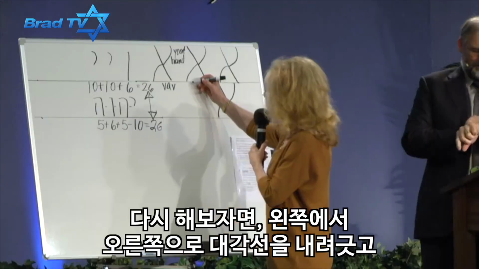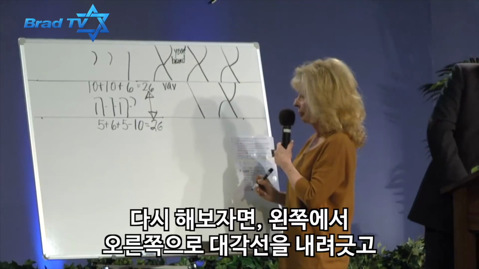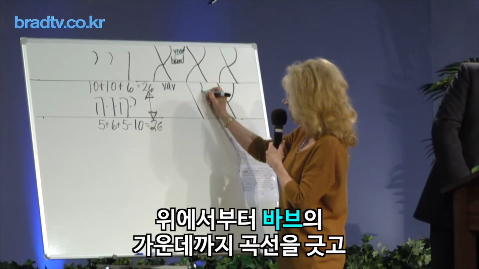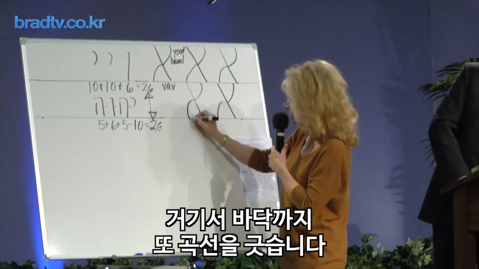Okay, so one more time. It's a straight line slanting from right to left. Come back up to the top, make a curved line to the middle of the Vav and down to the bottom line.